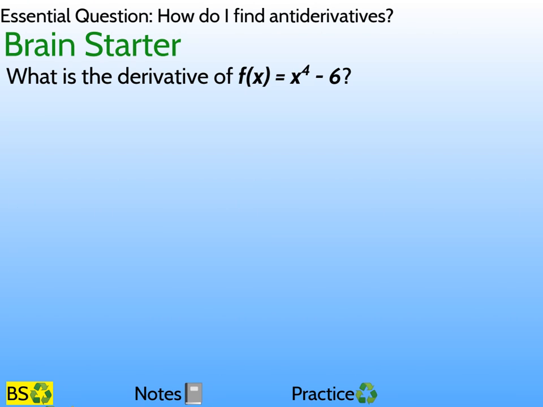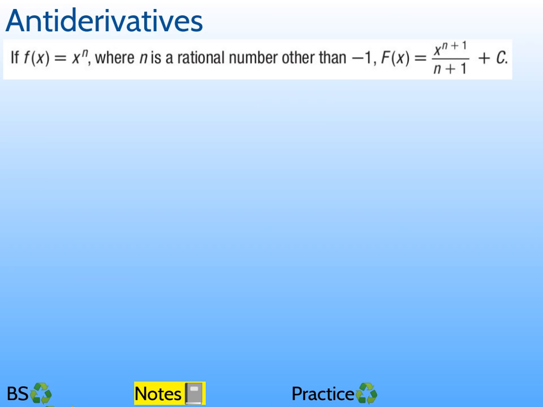What's the derivative of f of x equals x to the fourth minus 6? Pause your video and find out. So, using the power rule, all we do here, we bring the 4 down, x, and then we lower the exponent, and the negative 6 goes away. Derivative is 4x cubed. Today we're going to be looking at something called antiderivatives.